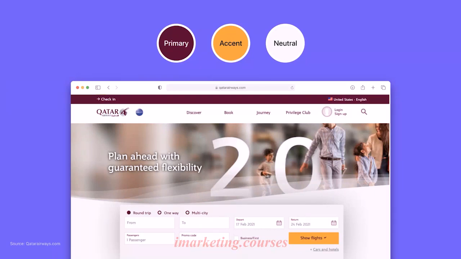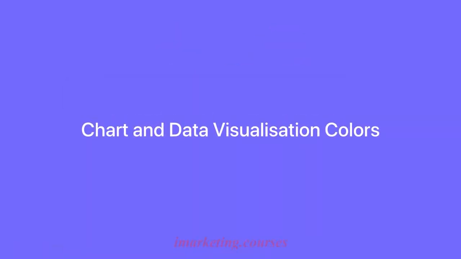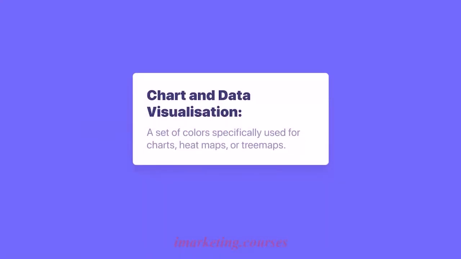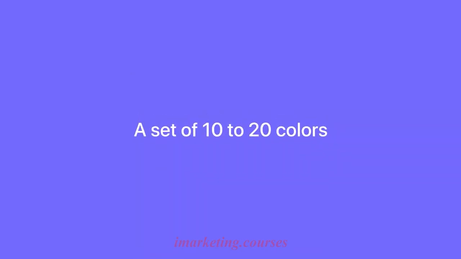And last but not least, number 5, chart and data visualization colors. Just like secondary colors, having these colors are also optional depending on the type of your project. If you need to have charts, heat maps, or tree map in your UI, consider creating a set of 10 to 20 colors in a particular order. You could create such colors using the following guidelines.